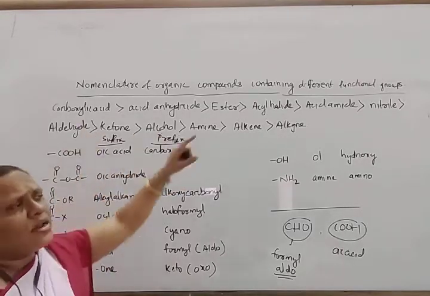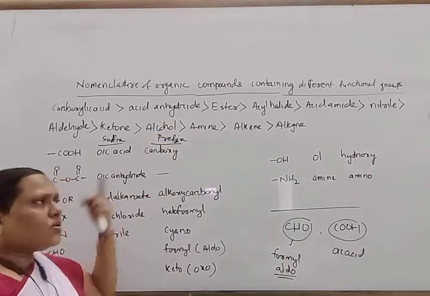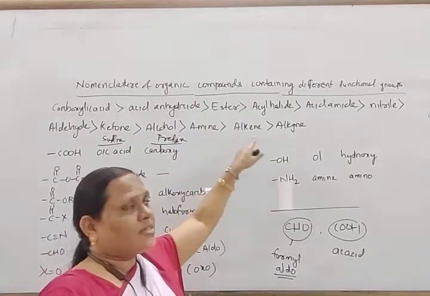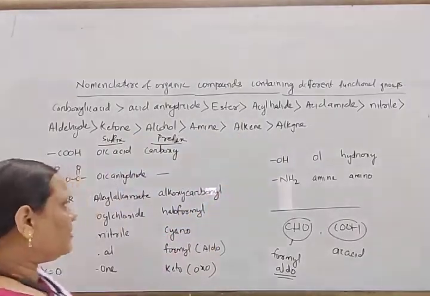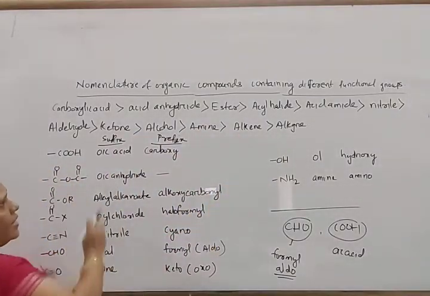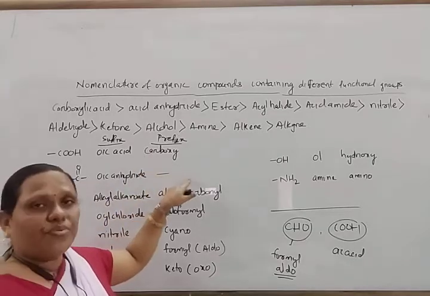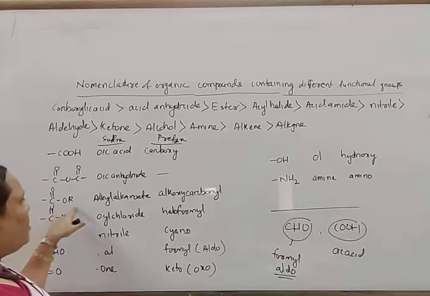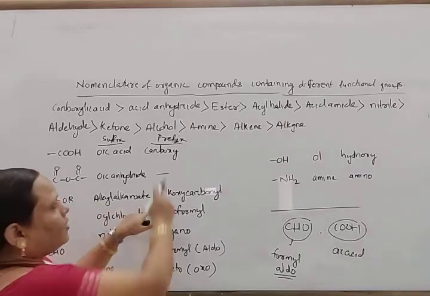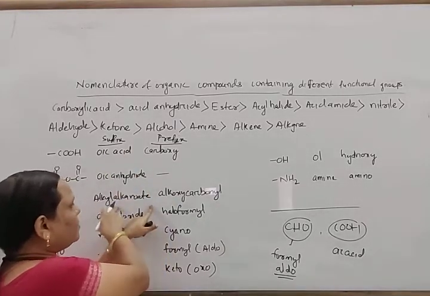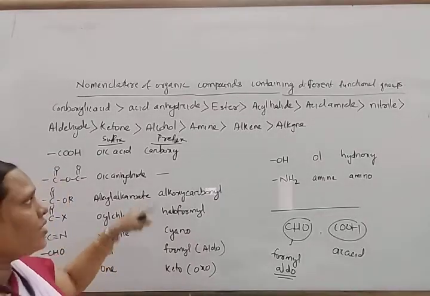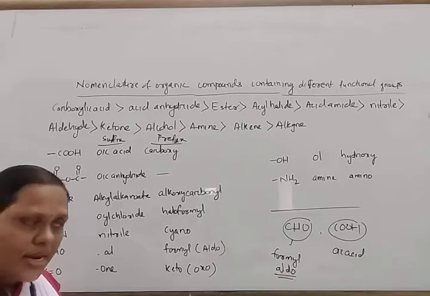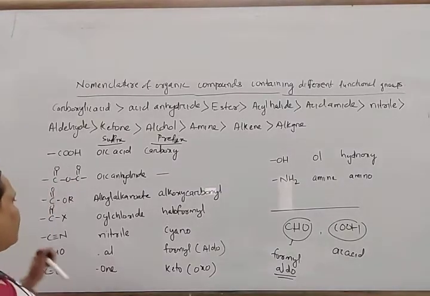Here I have written only a small portion. There are also some other functional groups which generally come in the plus 2 section, so I have given only those examples. Then acid anhydride: for acid anhydride there is no prefix. Similarly, this is ester, this is alkyl alkanoate. When it is used as suffix, we use alkyl alkanoate, but when it is used as prefix, we use alkoxycarbonyl.